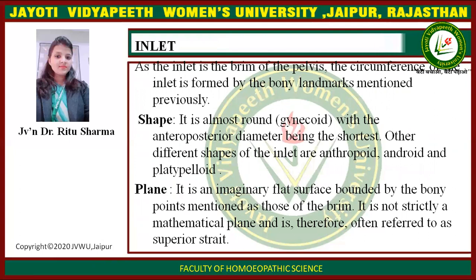Now the inlet. The inlet is the brim of the pelvis; its circumference is formed by the bony landmarks mentioned previously. Shape: it is almost round, gynecoid, with the anteroposterior diameter being the shortest. Other shapes of the inlet are anthropoid, android, and platypelloid. Plane: it is an imaginary flat surface bounded by the bony points mentioned for the brim. It is not strictly a mathematical plane and is therefore often referred to as the superior strait.